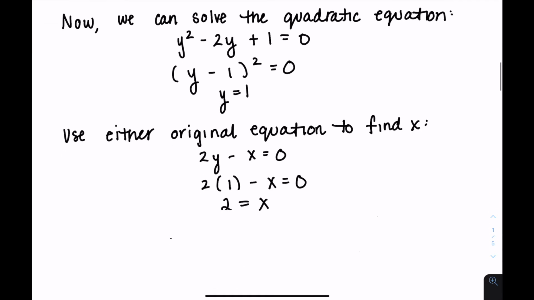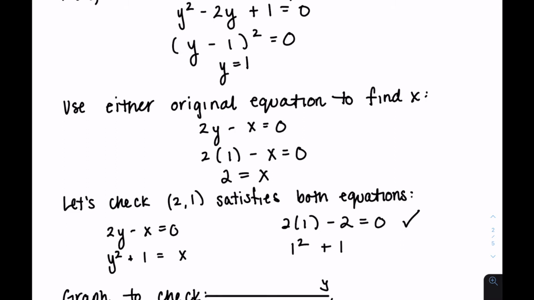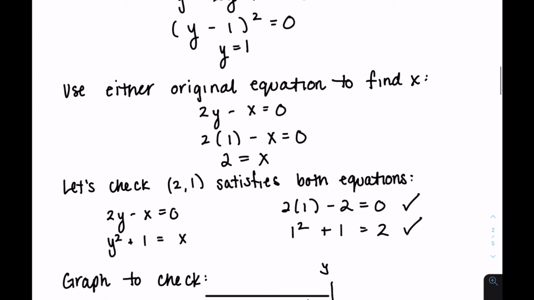But let's go ahead, because this wasn't bad numbers, let's check this does actually work. So we've got this original system. If you go ahead and plug in 2, 1, you'll get 2 times 1 minus 2. That indeed does equal 0, so it's a point on the first equation. If you plug in 1, you're going to get 1 squared plus 1. That needs to equal x, which is 2, and indeed it does. So this works as well.